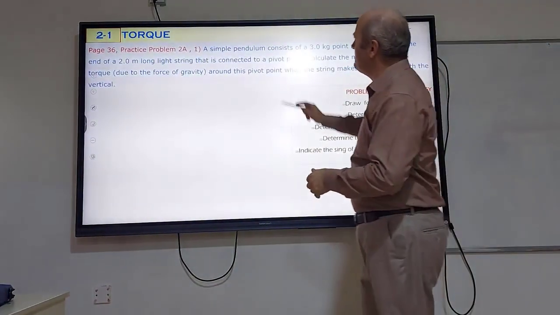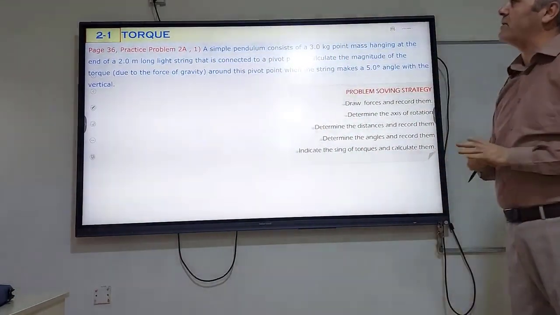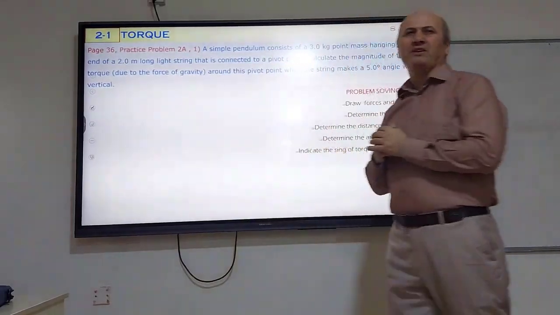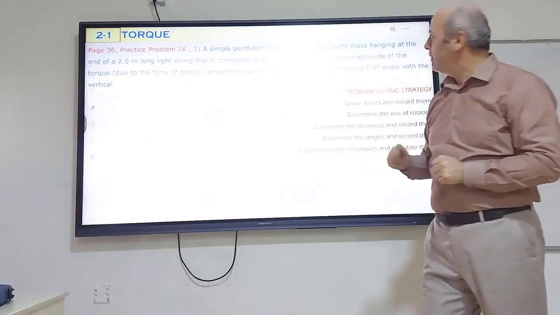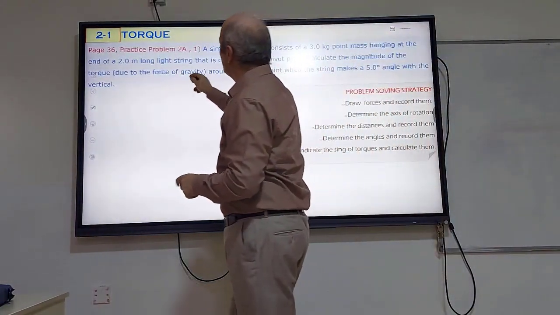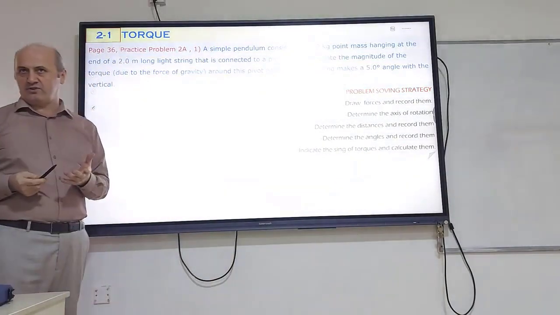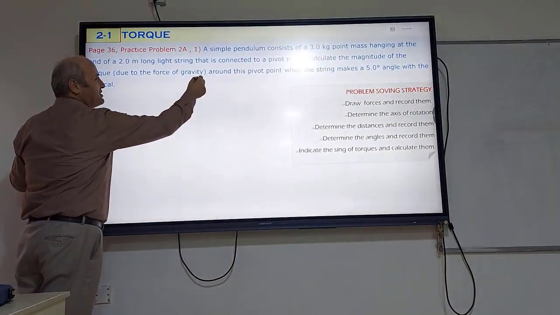Example, practice problem. A simple pendulum consists of a 3 kilogram point mass hanging at the end of a 2 meter long light string that is connected to a pivot point. A pivot point is a fixed point where you attach the rope. Calculate the magnitude of the torque due to the force of gravity around this pivot point when the string makes an angle of 5 degrees.